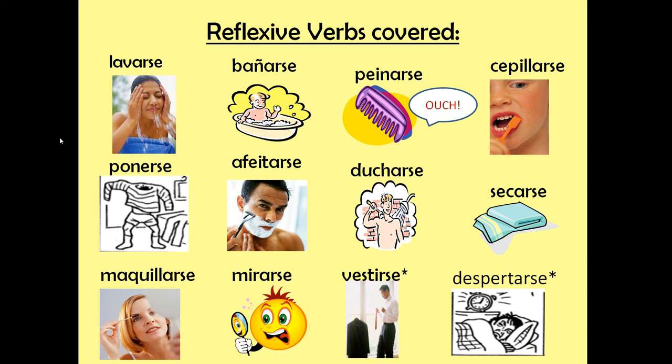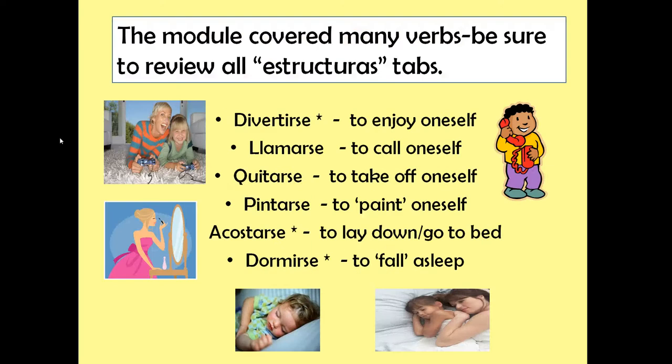So make sure you're reviewing all of your vocabulary, make sure you understand what those are, practice them, make flashcards, etc. And then we've got some more. Make sure that you look at all of the estructuras tab. They don't put them all in one place, so you need to make sure you're looking at all of the spots so that you find all of the reflexive verbs that are possible.